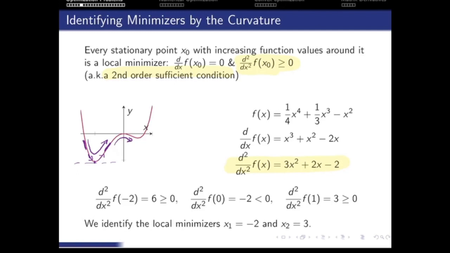Let's just do this. So we insert our possible minimizers here in the second derivative, and then we check the value, and then we see here that for the left and the right possible minimizers we have a positive curvature, and then we conclude that we have local minimizers x1 and x3 actually equal to 3.